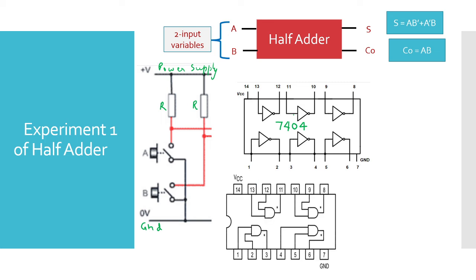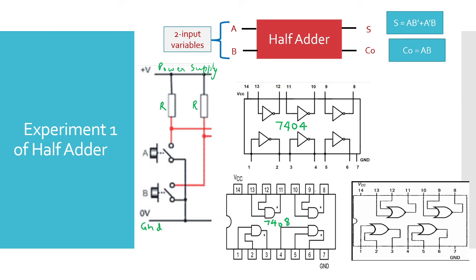And what is the AND IC number? It is 7408. And what is the OR IC? It is 7432. So you require 3 ICs, because you require an AND gate, an OR gate, and a NOT gate.